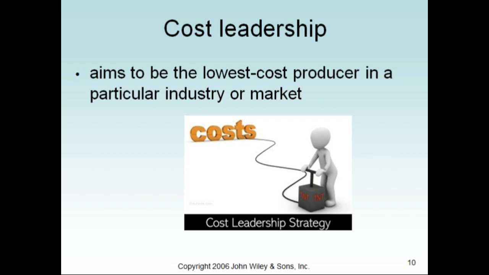Examples of companies that have successfully implemented a cost leadership strategy include Walmart, which has focused on driving down costs and offering everyday low prices to customers. Another example company is Southwest Airlines. They have been able to offer low cost air travel by focusing on efficient operations and a no frills service model.